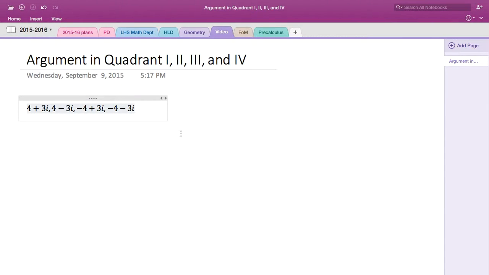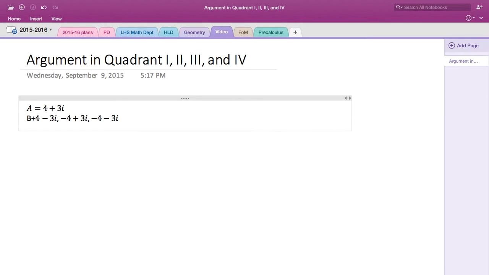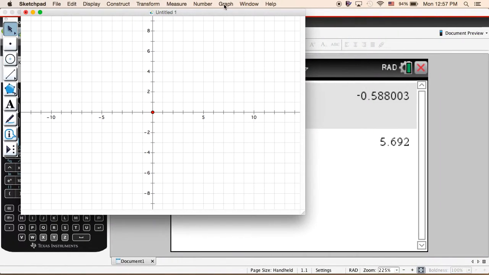Okay, so let's think about the argument in quadrant 1, 2, 3, and 4. So let's graph these four complex numbers. A is 4 plus 3i, B is 4 minus 3i, C is negative 4 plus 3i, D is negative 4 minus 3i. So let me graph that.